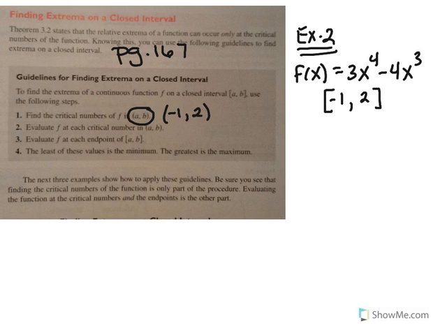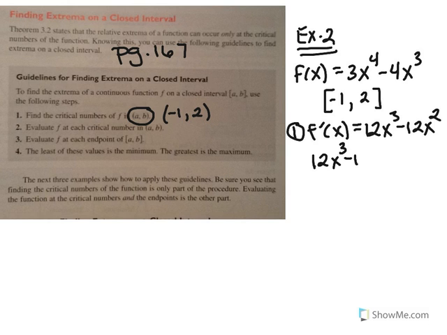So let's first of all go ahead and determine the derivative of this function. So f prime of x would be equal to 12x cubed minus 12x squared. So in order to see what our values are, our critical numbers, we want to set this equal to 0. So 12x cubed minus 12x squared equals 0. So let's factor out anything that they have in common. They both have a 12 and they both have an x. So 12x times x squared minus 1 equals 0.